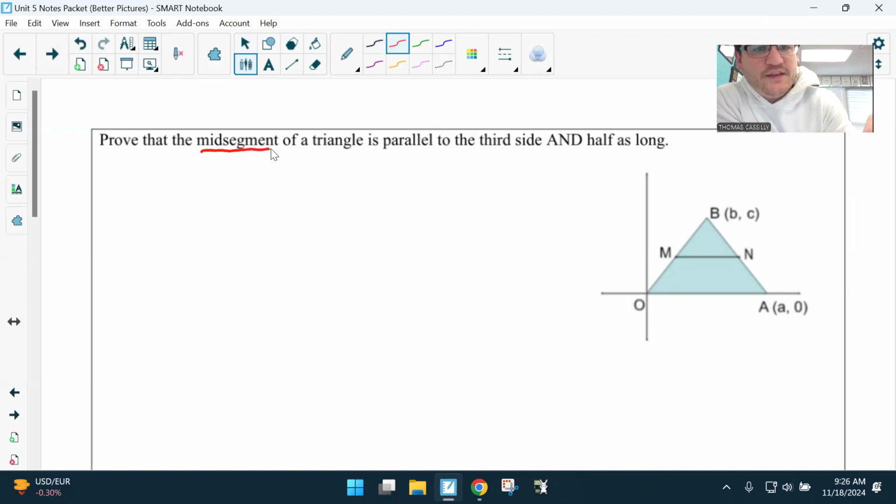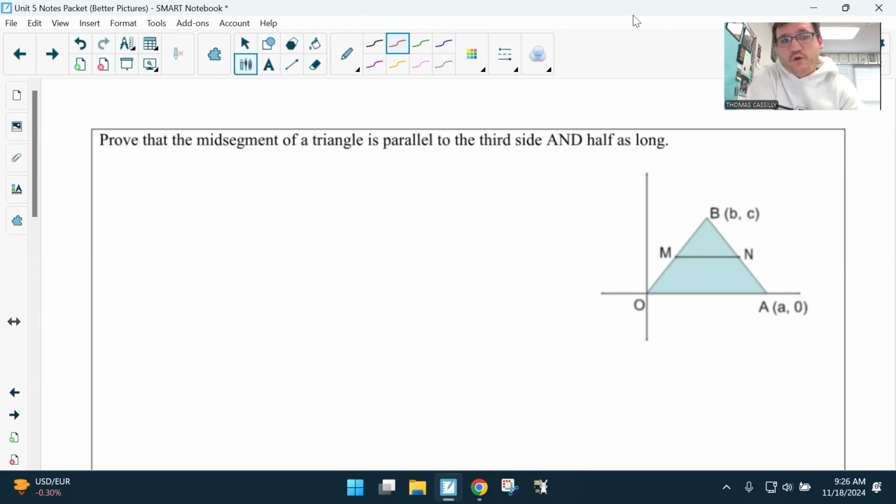And I told you, hey, the mid segment, the base and the mid segment itself are parallel. And the mid segment is always half of the base. What I'm going to do is I'm going to prove that to you. All right. So, in my mind, this is an honors type of question. So what we're going to do is we are going to prove this.